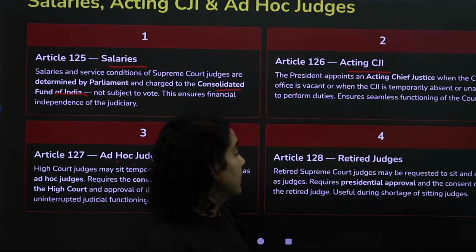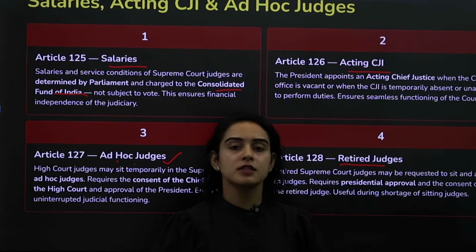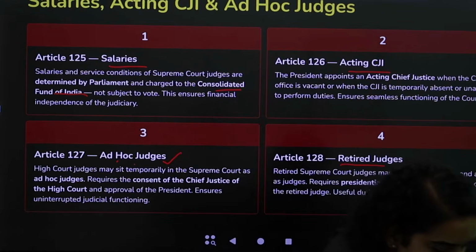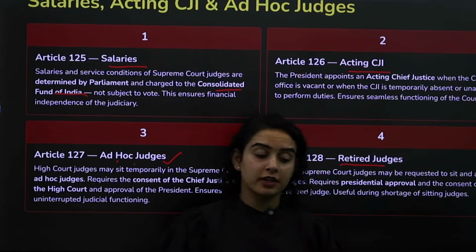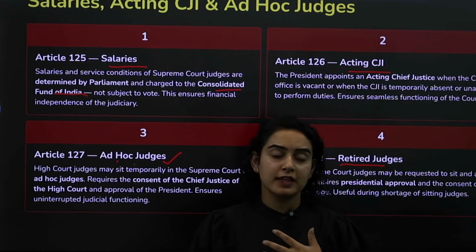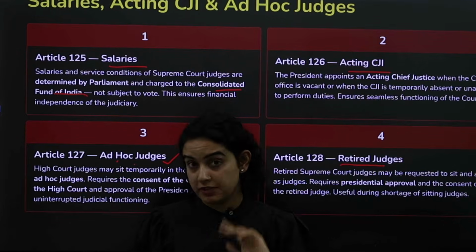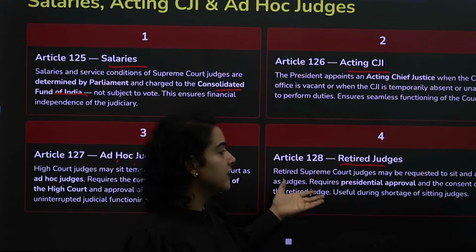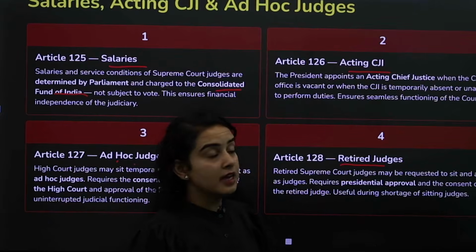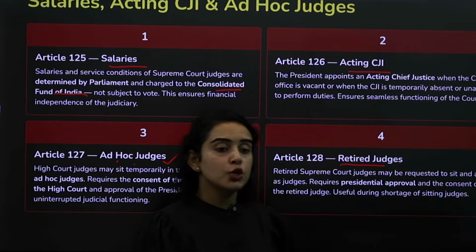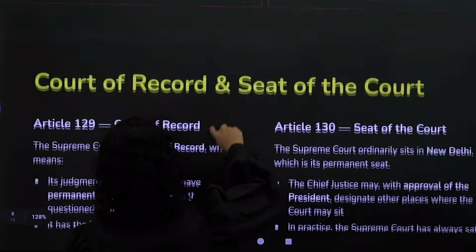Then retired Supreme Court judges can be requested to sit and act as judges because we are an extremely populated country, right? We have a lot of pendency of cases. Supreme Court is overworked, it's overburdened, and the number of judges is very small. Retirement age for Supreme Court judges is 65 years, right? So if they get retired and there is a scarcity of judges in the Supreme Court, then the president can approve, upon the request of the Supreme Court, to retain a few retired judges to deliver some duties on a temporary basis. That is also something which is possible.